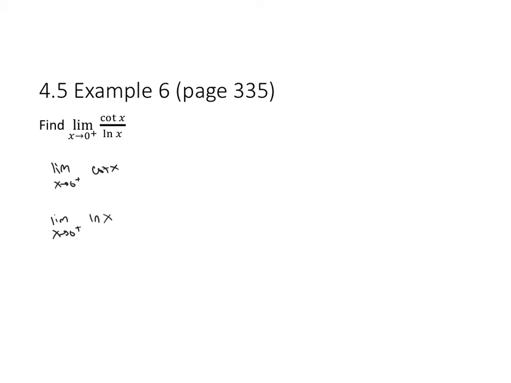Now you might not remember at all what cotangent of x looks like, so it might be useful to just throw it in your graphing calculator. And I get a picture that looks a lot like this. So I'm looking at, as x goes to 0 from the right, what happens to my y values? They look like they go to positive infinity.